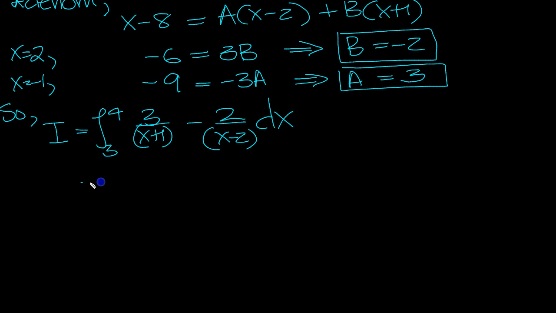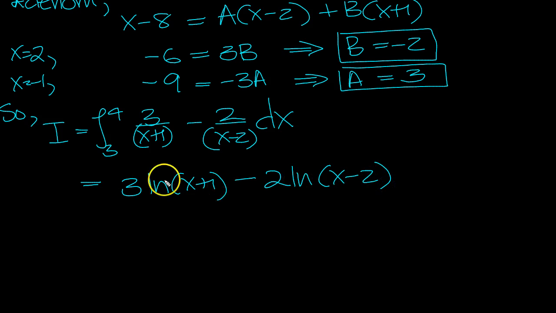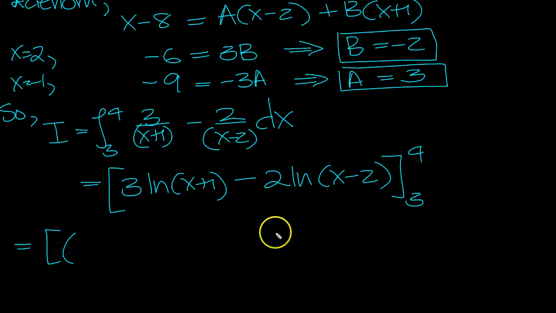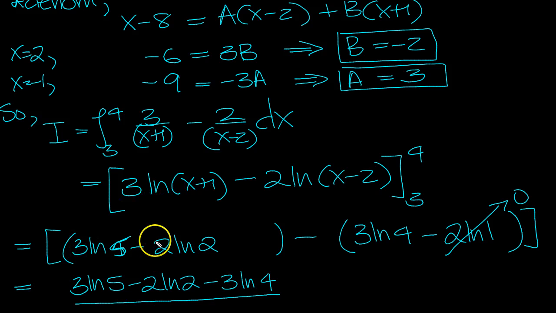Okay, so we integrate then, we get 3 ln x plus 1. This is 1 over x plus 1, which integrates to this, minus 2 ln x minus 2, which integrates to that. It's a definite integral, so we don't put plus k, 3 and 4. Which equals, it's going to be the top value minus the bottom value. Because we're running out of time on this vid, I've just put in the top value here and the bottom value.